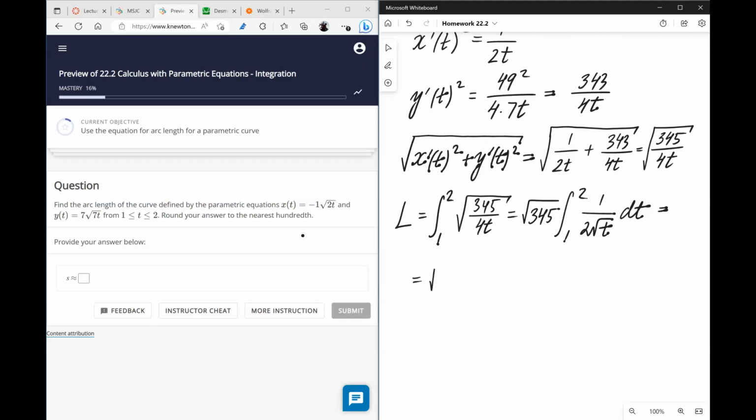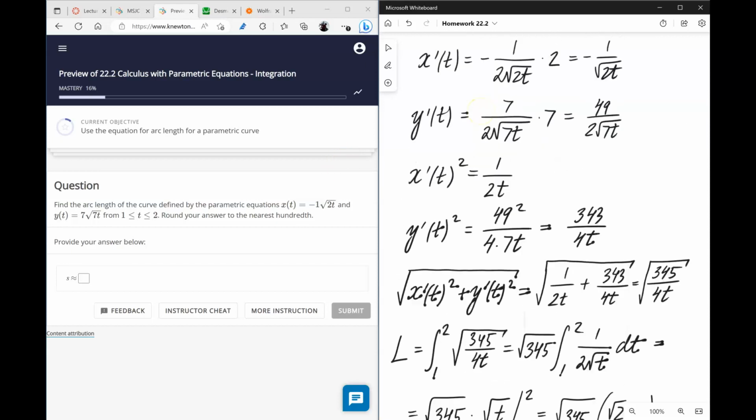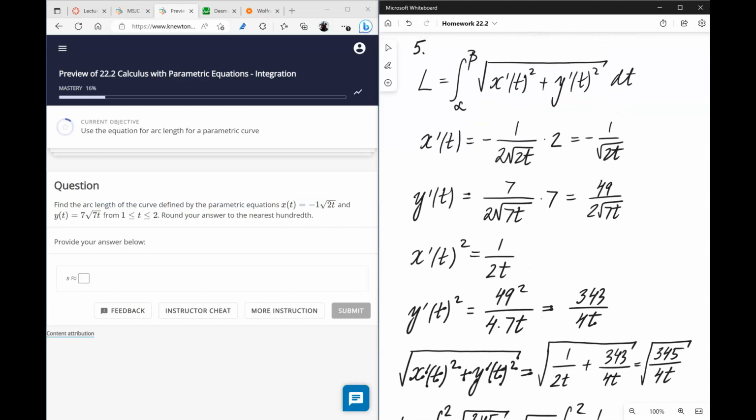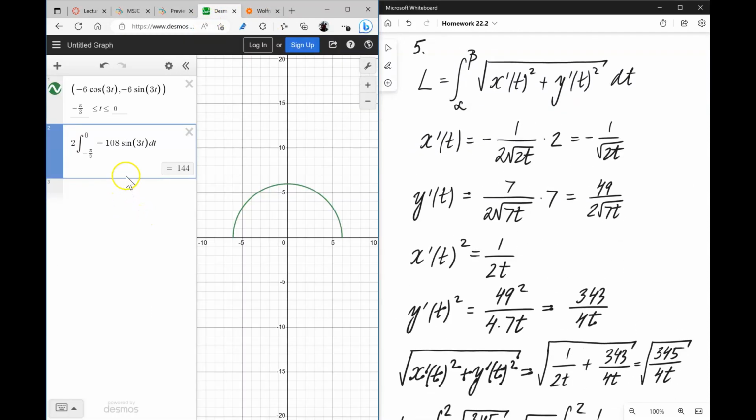So it will be square root of t evaluated between 1 and 2. So square root of 345 times square root of 2 minus 1. And I guess they didn't ask us to do it by hand, although it's a good practice. So let's check the answer before we plug it in.